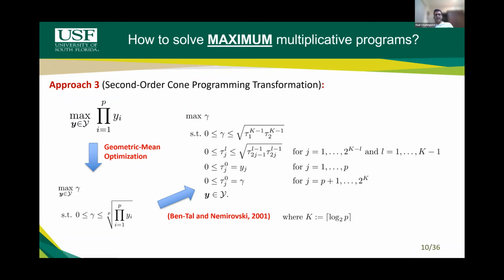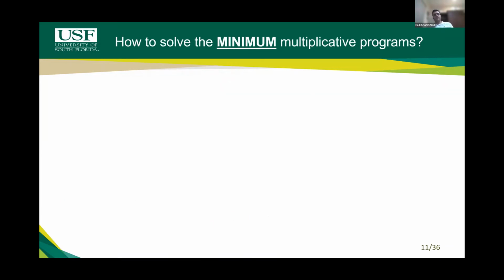I'm not going to go through the details, but if you like, you can go to the paper of Ben-Tal and Nemirovski to learn about this transformation. So how do we solve the minimization case? For the minimization case, there are lots of issues. Minimization multiplicative programs are actually very tough to solve. Even if you don't have any integer decision variable, the problem is NP-hard. And so there are not many approaches out there from the angle of single objective optimization that can solve the problem.